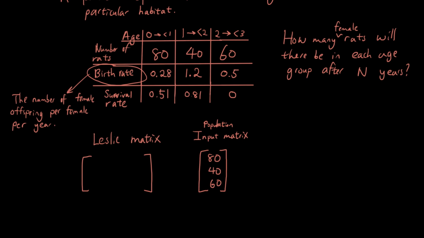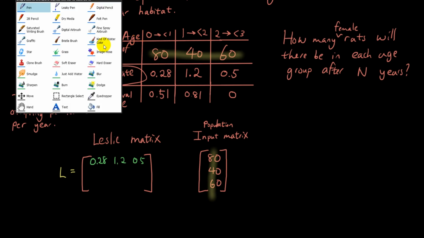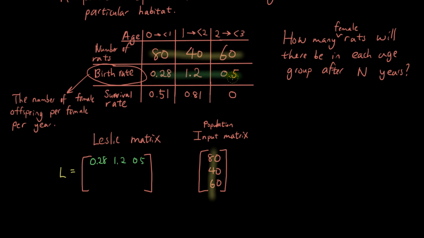So let's highlight that. Okay, so now what do we do with the birth rate? Well, the birth rate is going to be in the first row of the Leslie matrix. So the Leslie matrix, let's call that L. It's going to have the birth rate in the first row: 0.28, 1.2, 0.5. You'll see why that's in the first row in a second. I'm going to highlight it again. So this is over here.